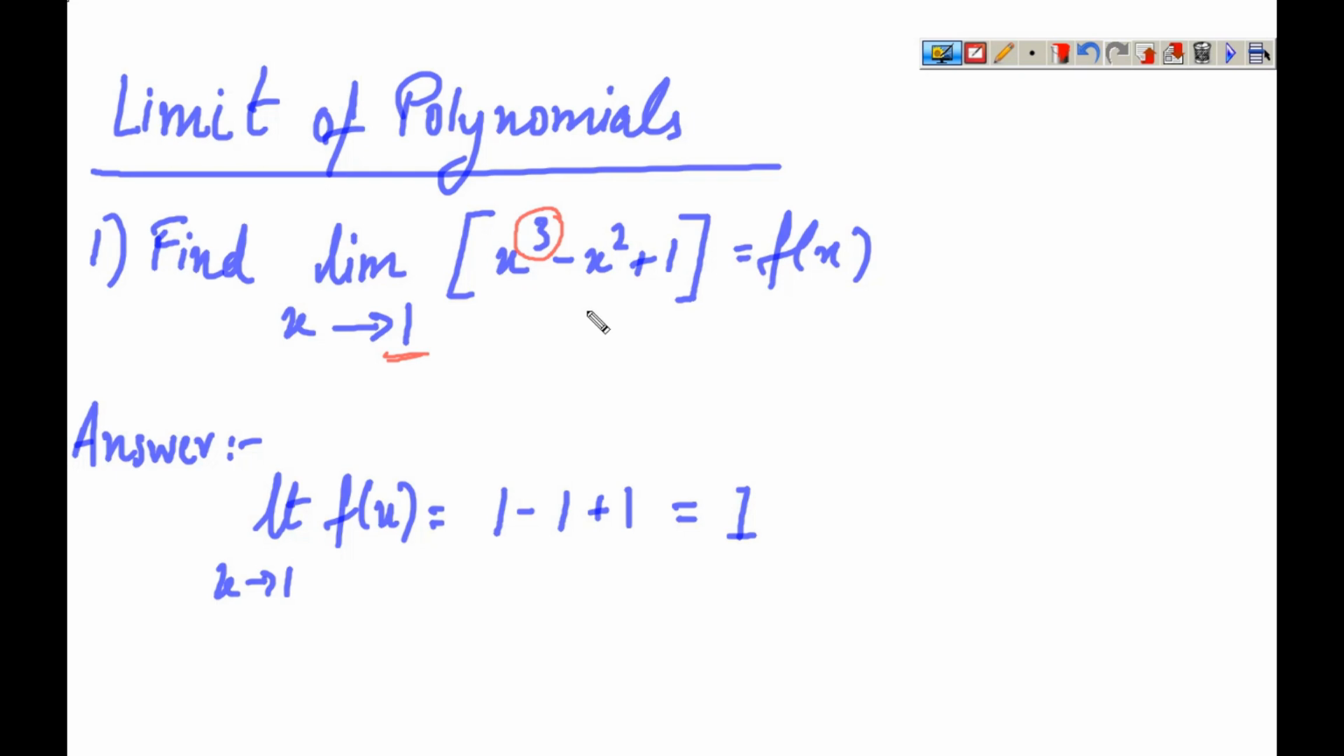Here, in this function, they have not said anything about the continuity or discontinuity of the function, right? We don't know where it will be discontinuous. Is it continuous at 1 or not? When nothing is given, we can assume that it will be continuous at 1. That means we simply have to substitute x with 1 and get the answer. So substituting x with 1, we have 1, right? Then minus x squared will be minus 1, plus 1, and we get the answer as 1. So it's as simple as that.